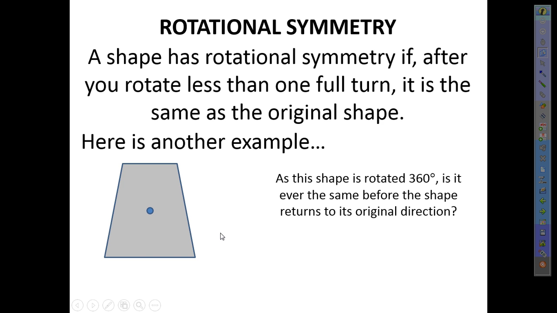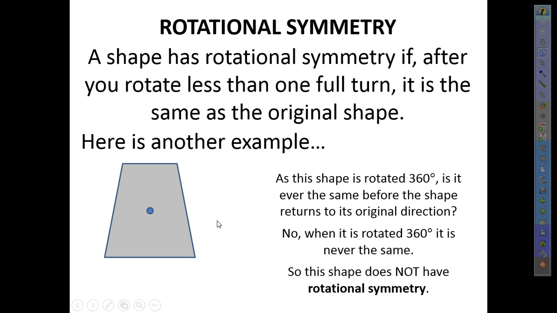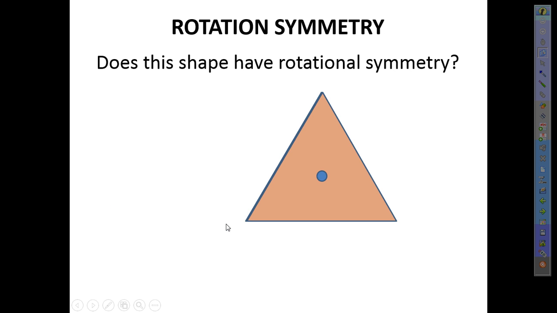Now, at this example, anything you rotate 360 degrees is always going to look exactly the same. But there was nowhere along that route where it lined up. 90 degrees didn't work, 180 degrees didn't work, only 360 worked. Well, 360 works for everything because you're back where you started. So that means it does not have rotational symmetry.